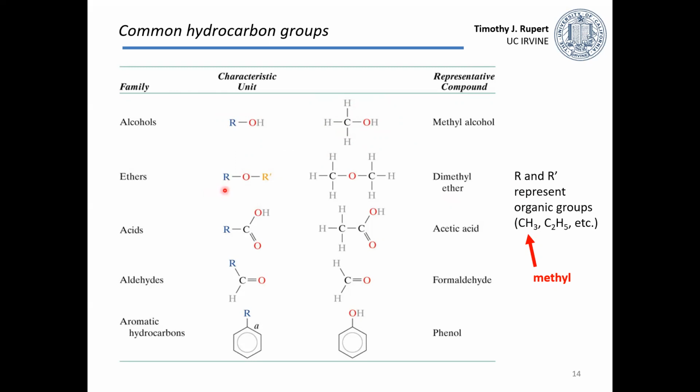Just to show another example for this ether, it has R and R prime. This is just showing that these don't necessarily have to be the same. In this case right here, this is putting two of those methyl units, one on the left, one on the right. We get dimethyl ether. So in this case, they're the same, but they don't have to be. And you can build up different types of examples of that.